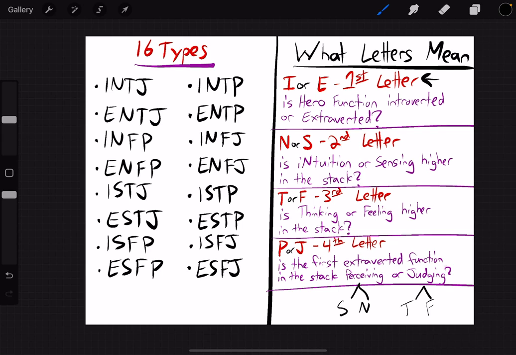So the first letter just determines if the first function, the hero function, is introverted or extroverted. The second letter determines which perceiving function, so these are both perceiving functions, which one of those is higher in the person's stack. The third letter determines which judging function is higher in the stack, and the judging functions are thinking and feeling. And then the fourth letter says whether the first extroverted function is perceiving or judging. So generally, you want to start with the first letter, go to the fourth to find the first extroverted function, and then kind of fill in the rest.